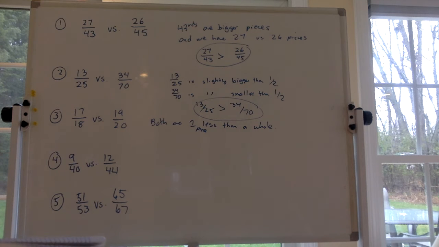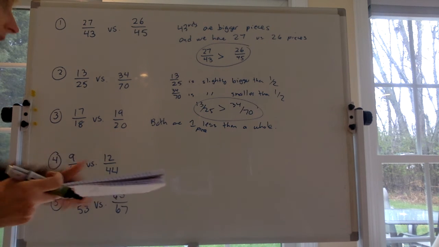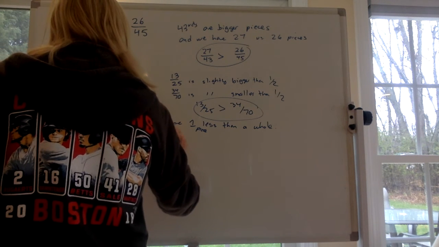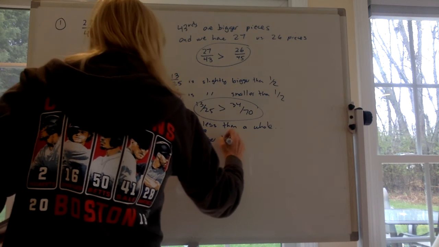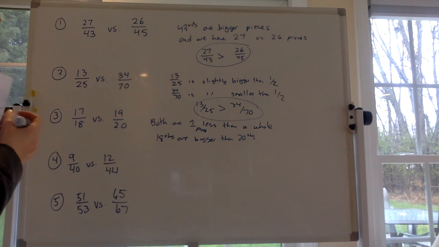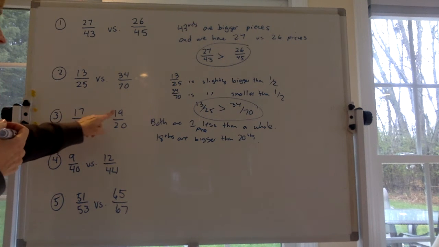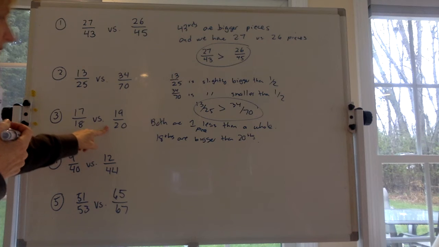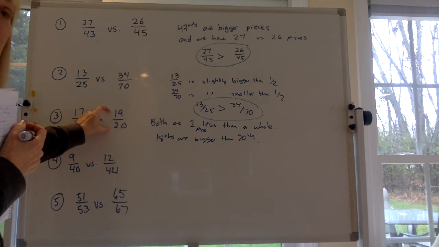So which ones are bigger pieces? Aren't the 18ths bigger pieces than the 20ths? 18ths are bigger than 20ths, right? So when somebody grabs a piece out of that pizza, there's a bigger chunk missing than when they grab the piece out of that pizza. So there's a bigger chunk missing in this fraction as compared to that fraction, right?